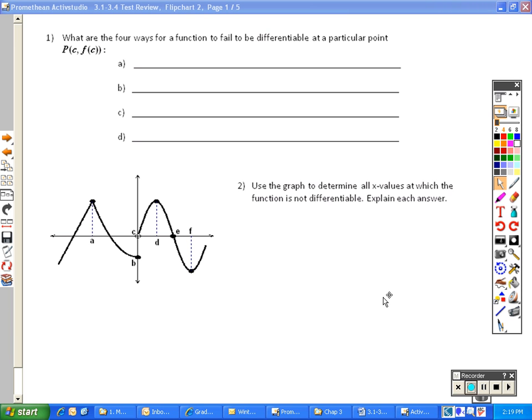Okay, let's look at number 1. What are the 4 ways for a function to fail to be differentiable at a particular point? And they give you the coordinates for the point. Okay, so basically there are 4 main things that we had learned about.